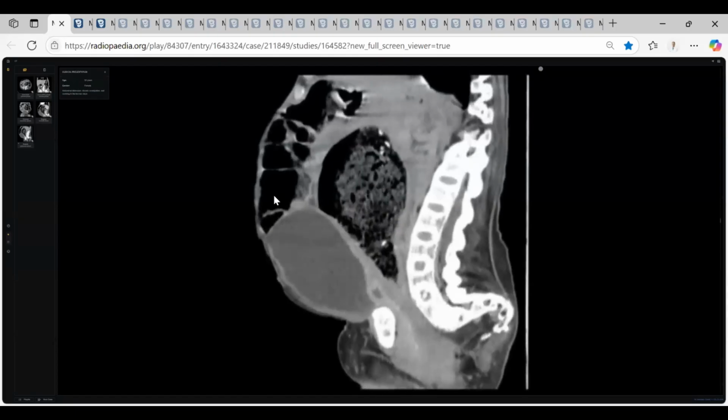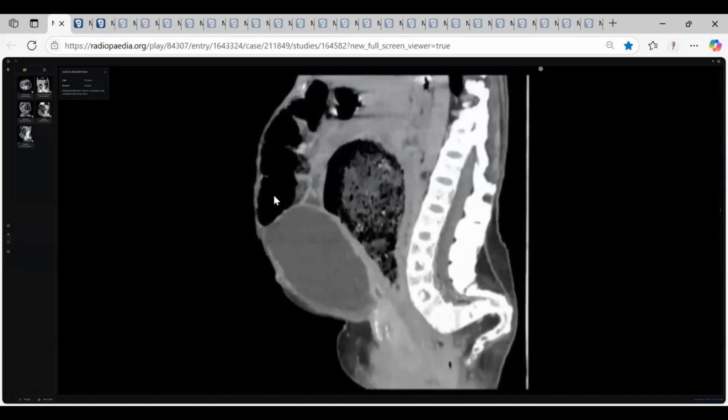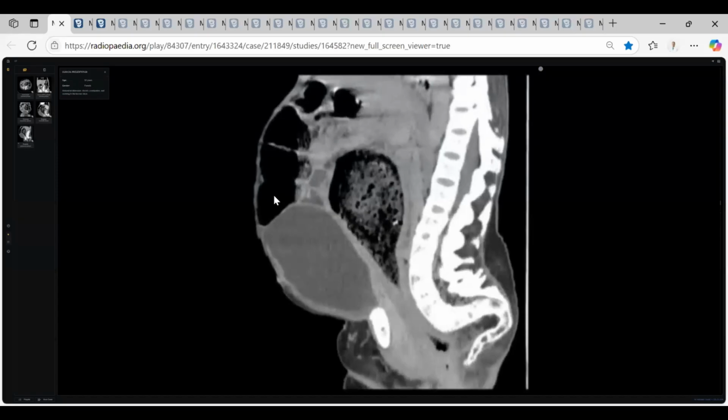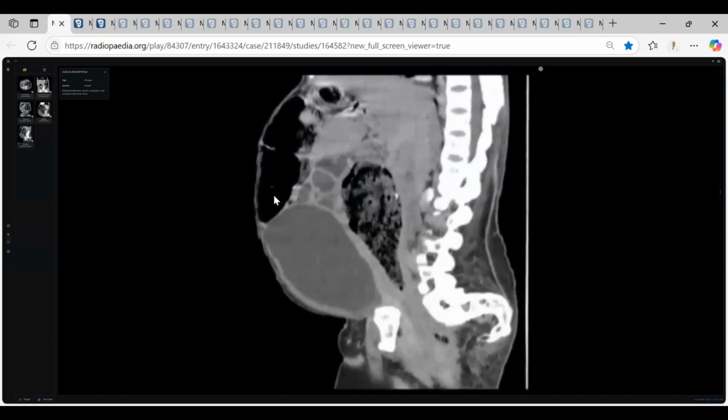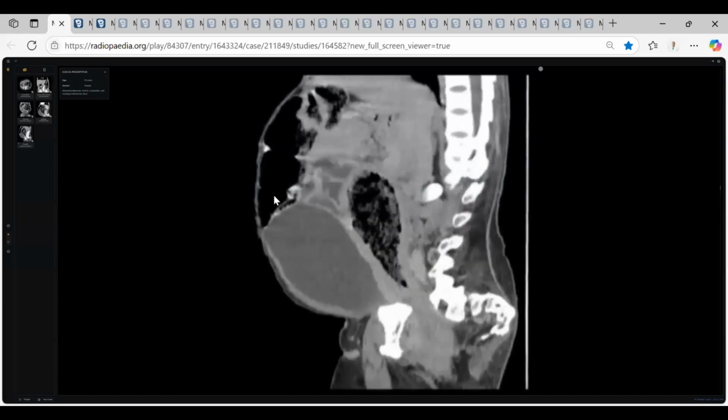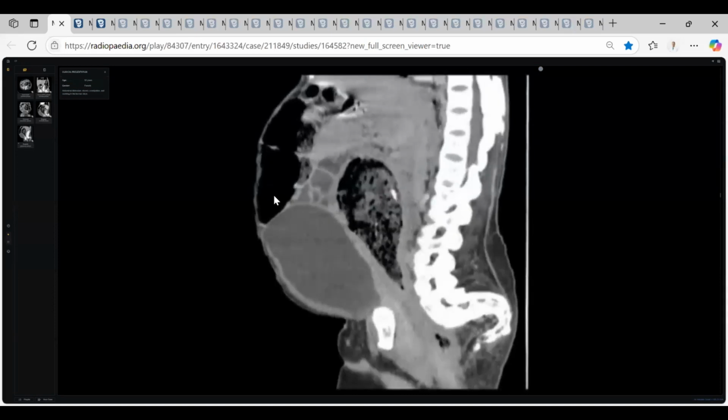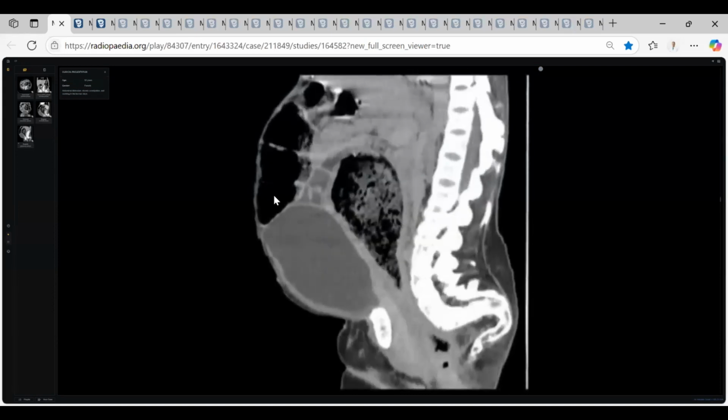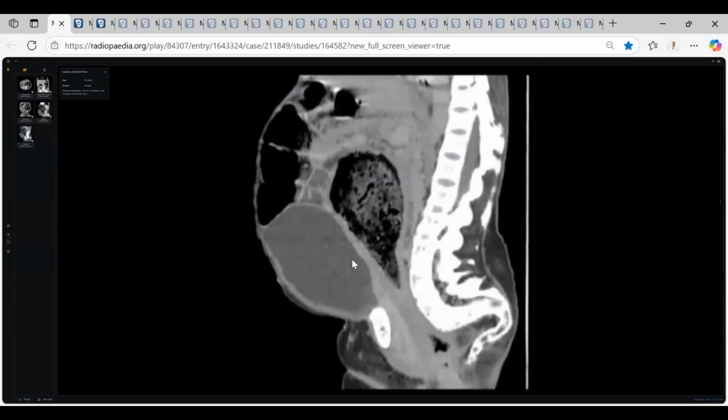There is circumferential mural thickening with upstream dilatation of the descending colon. Okay, and where is the point of transition? Here at the rectosigmoid. Okay. What else? What's your differential diagnosis?